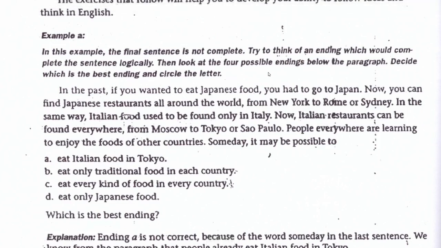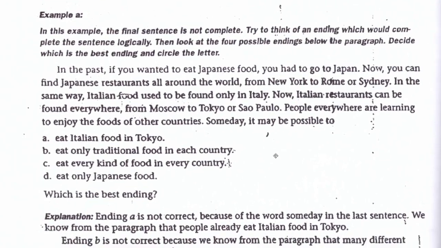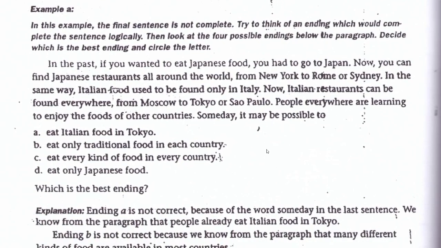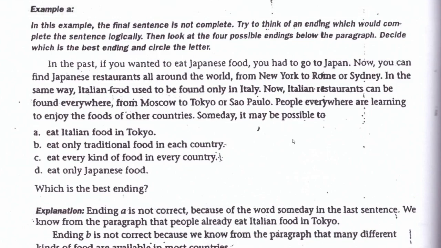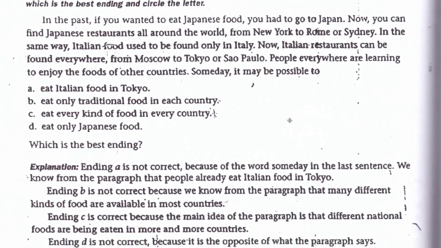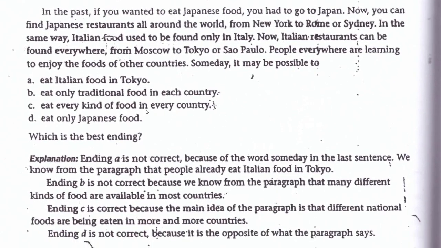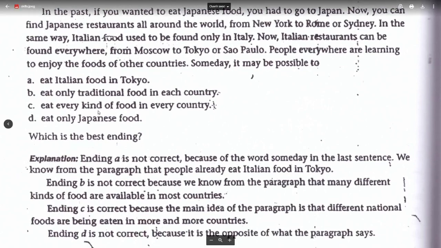In the past, if you wanted to eat Japanese food, you had to go to Japan. Now you can find a Japanese restaurant all around the world, from New York to Rome or Sydney. In the same way, Italian food used to be found only in Italy. Now Italian restaurants can be found everywhere, from Moscow to Tokyo or Sao Paulo. People everywhere are learning to enjoy the food of another country. Someday it might be possible to eat every kind of food in every country. Which is the best ending?